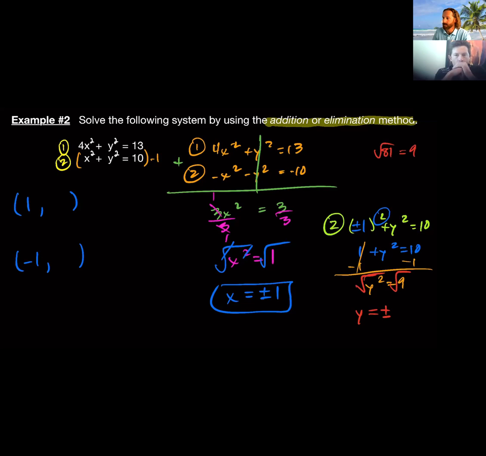But remember, we're solving an equation. And in order to solve it, get it by itself, we had to take the square root, which means we got to give them both answers. Which means, guys, careful.